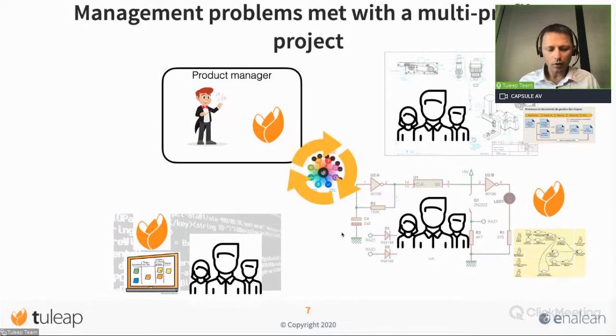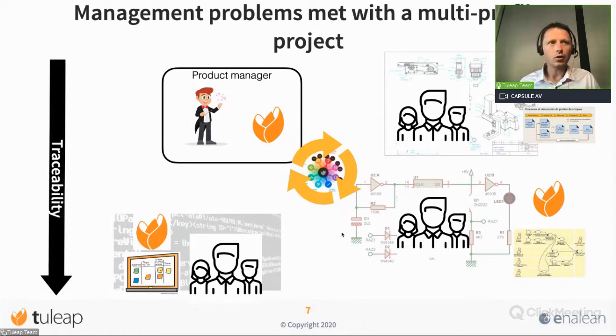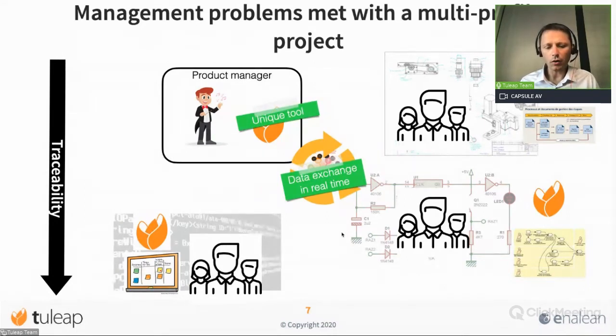The first result of it is all the data are synchronized in real time in the same place. So when we speak about a user story, we speak about a requirement, we know that this requirement is the same for all of you. So you have a traceability from the first idea to the last testing. So with this data in real time, you have a unique tool. So it's very easy to synchronize all your several data, and you can keep the autonomy of each team.